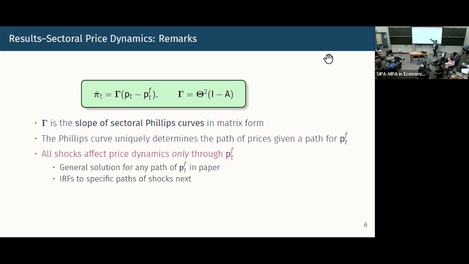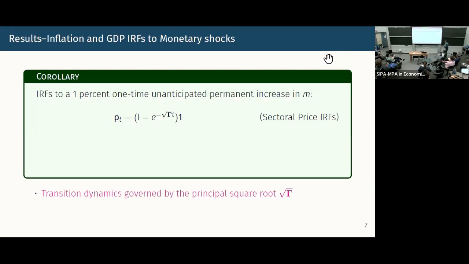So we have a general solution for the path of prices for any path of shocks that you want to consider. But what I'm going to do in the next couple of slides is to just show you that if I consider the path of shocks that I usually do for impulse response functions, what those impulse response functions are going to be. So let's start one by one. Consider a monetary shock. At time zero, we're in the steady state. There's a monetary shock that increases the level of aggregate wages by 1%, and then stays there.